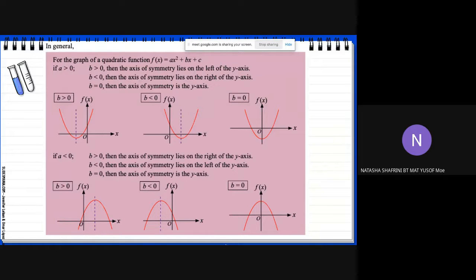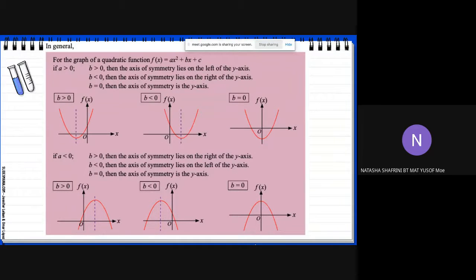U shape kan? Okay. Kalau kita punya B lebih besar daripada kosong, kita akan duduk sebelah kiri. Tu kalau U shape. Kalau B less than 0, dia akan berada di kanan. Okay, right of Y axis.